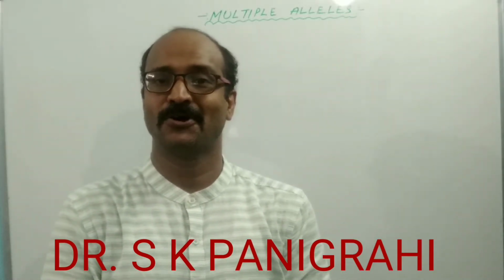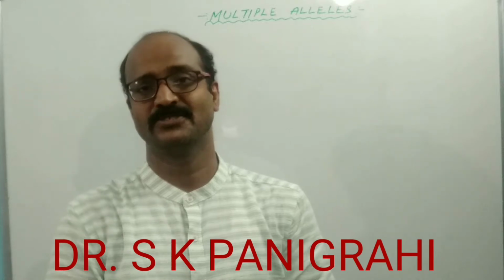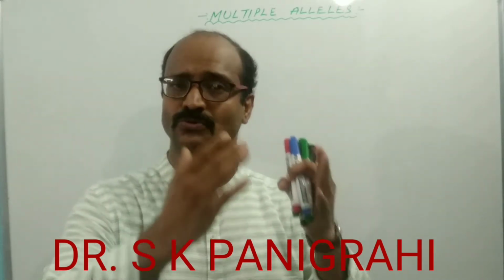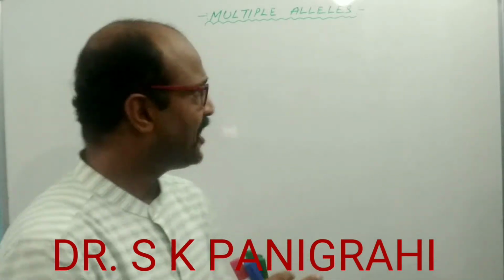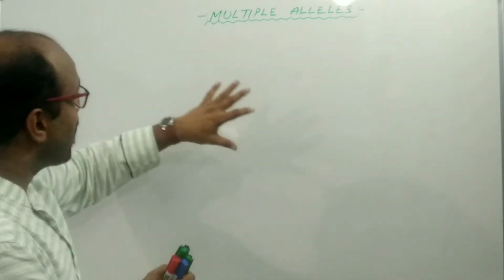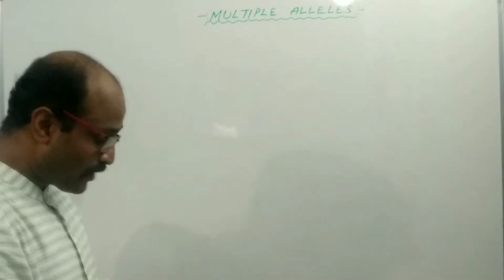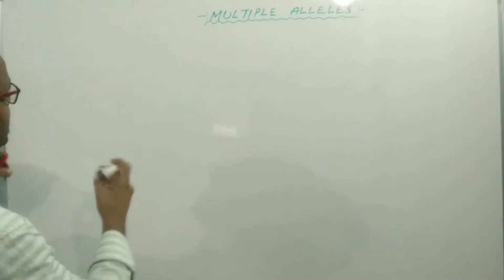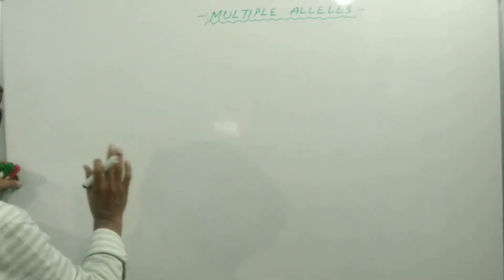In this session, I am going to talk about multiple alleles or multiple allelism. Before going through multiple allelism, I draw you towards Mendelian inheritance. According to Mendelian inheritance, each gene has two forms.